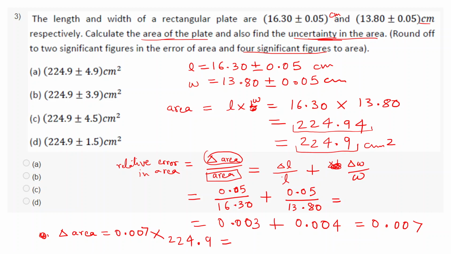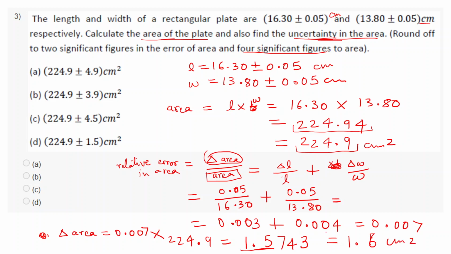So 224.9 times 0.007. The answer is 1.5743, that is what I'm getting. I'll restrict it to this much. Then I can write it as 1.6 also, I think. Anyway, it's 1.6 centimeter square.